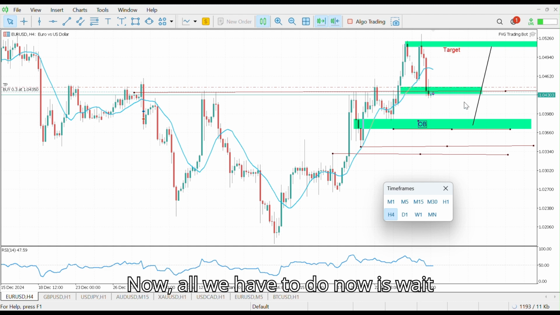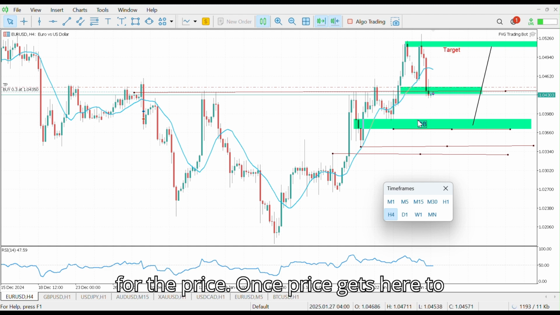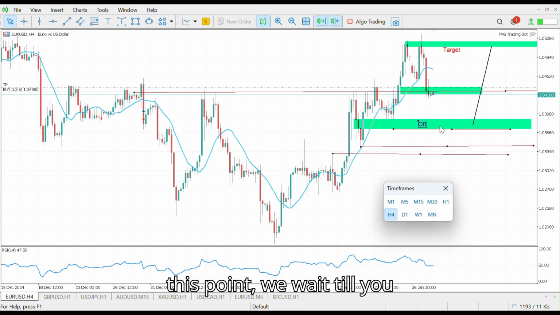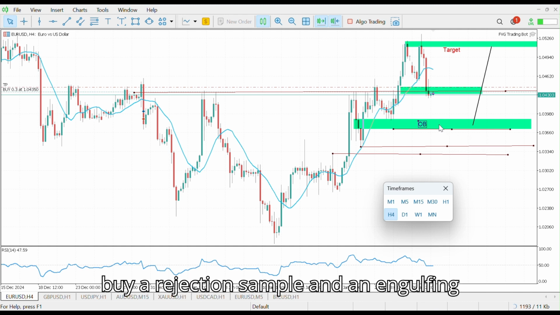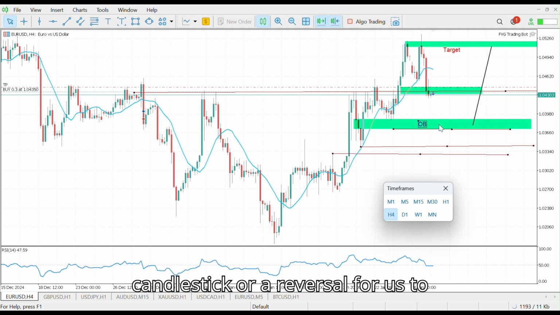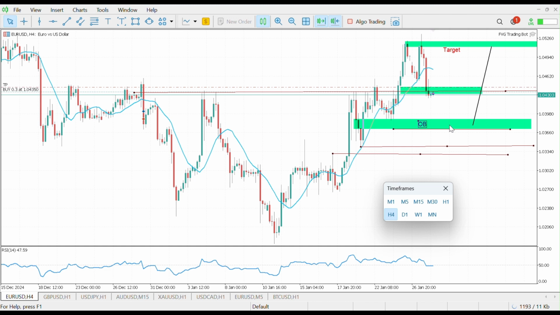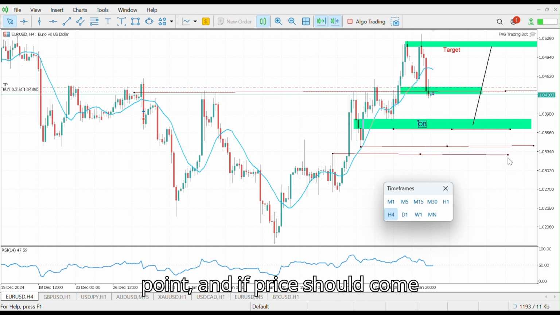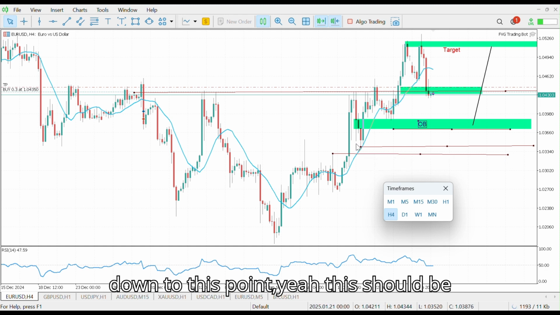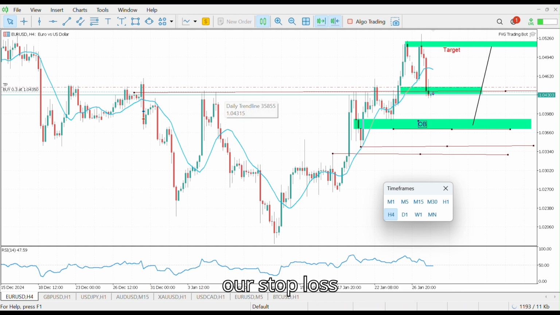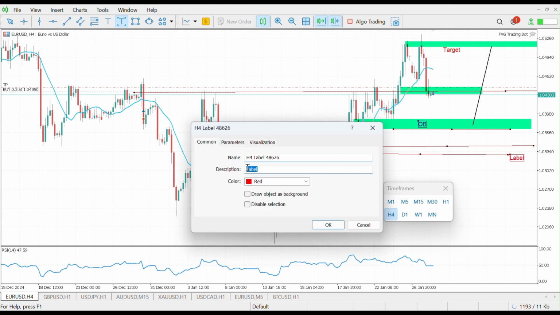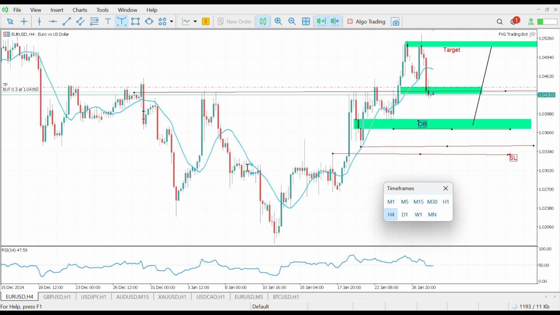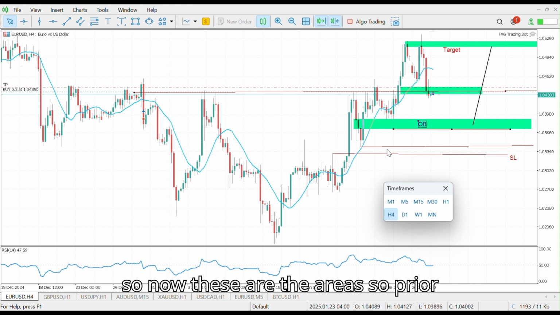Now all we have to do is wait for the price. Once price gets to this point, we wait for a rejection sign, probably an engulfing candlestick or a reversal, for us to place our trade. And we have a stop loss around this point. If price should come down to this point, this should be our stop loss. SL. So now these are the areas.